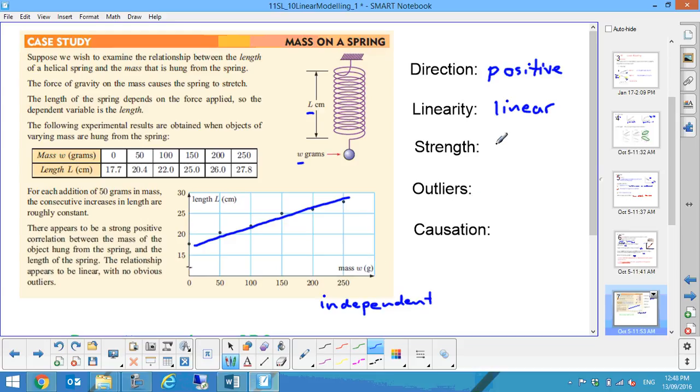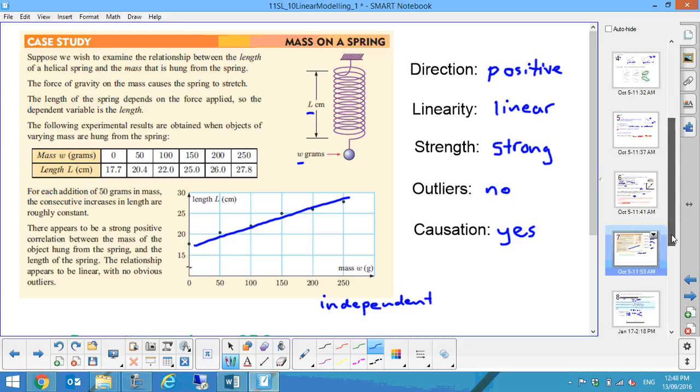The strength, strong, medium, moderate or weak, I'd go strong because the data points are pretty close to a straight line. Do we have any outliers? Not in this case. There's no data that's sticking out. Causation. The question is, do the masses or the increased mass cause the extra length? Yes, there is causation. So that's a nice introduction to correlation.